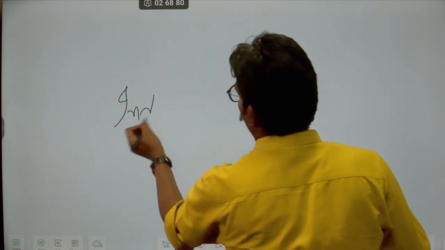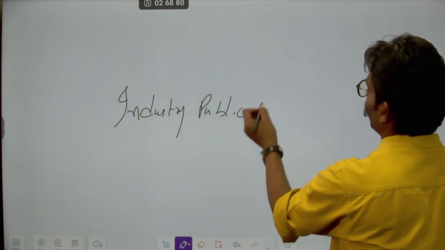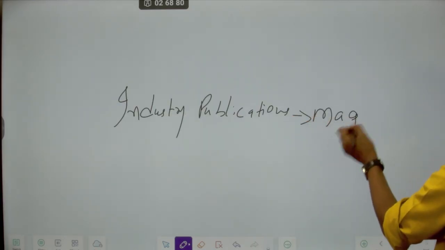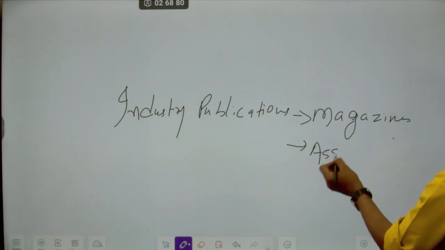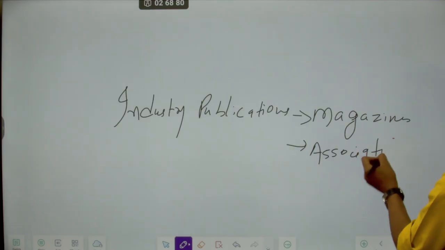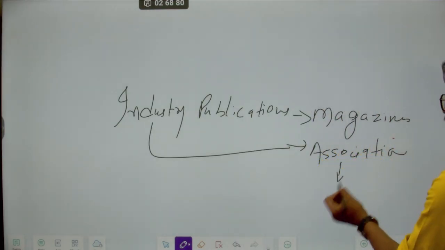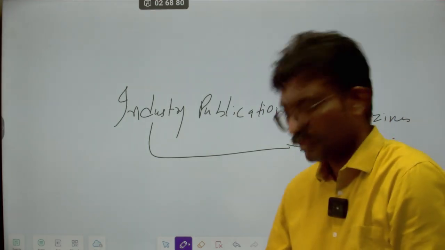industry publications, which is an important point. In industry publications में क्या है? Largely it is magazines and association के जो publications होते हैं ना. So every sector or every industry has an association and they publish data related to that. So you can be collecting from it. ठीक है? Is it clear?